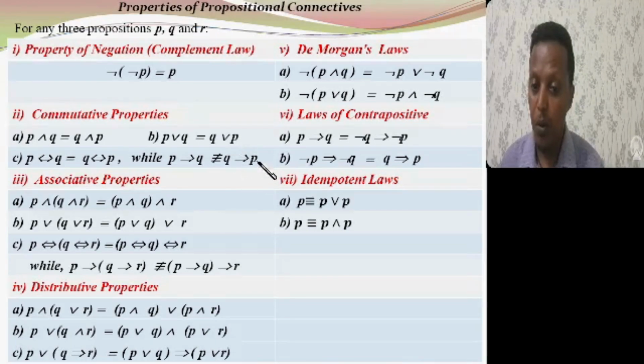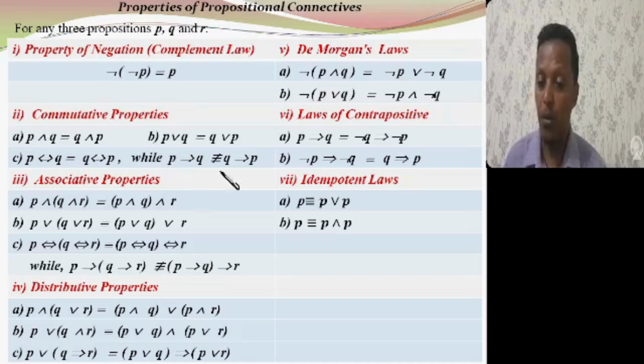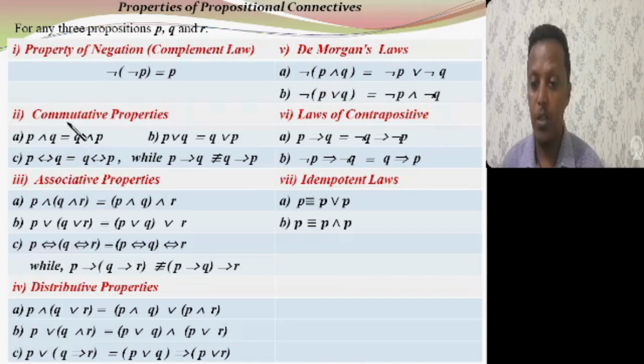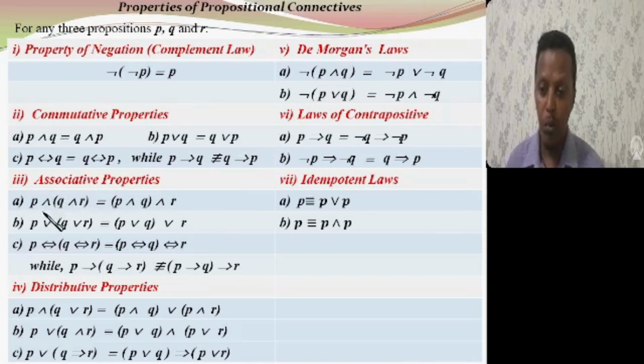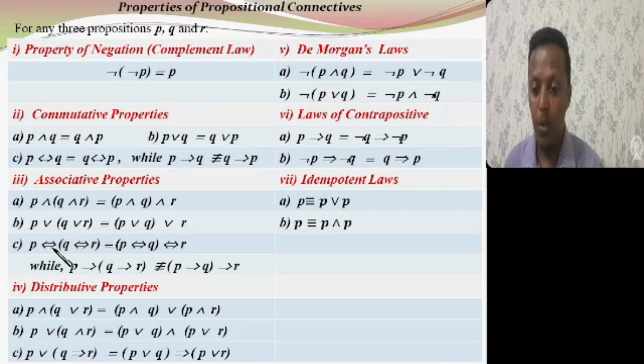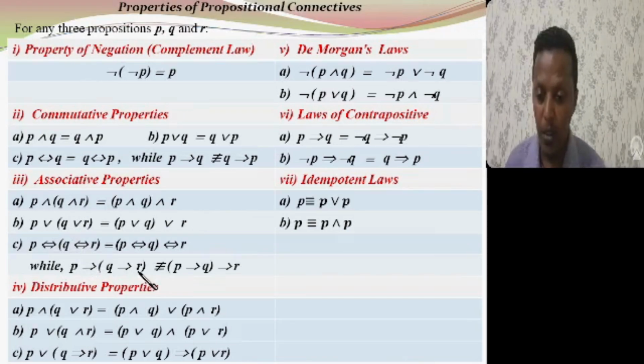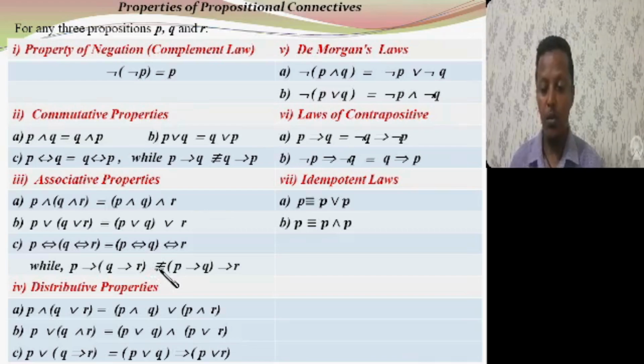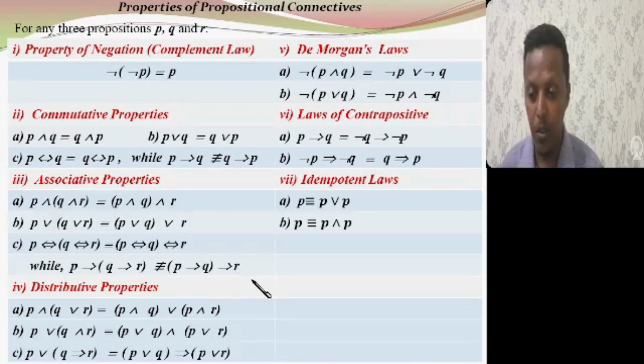Q implies P is the converse of what? P implies Q. They are not equivalent. So only conjunction, disjunction, and biimplication are what? Commutative. Now when it comes to the associative property, conjunction, disjunction, and biimplication, they are what? Associative. But implication is not associative. They will not have the same truth value for all logical possibilities.